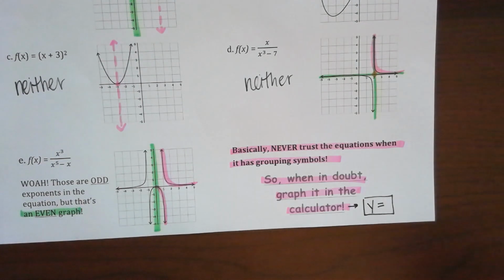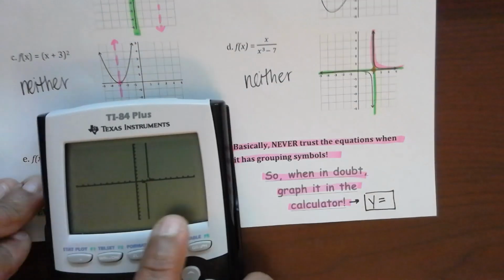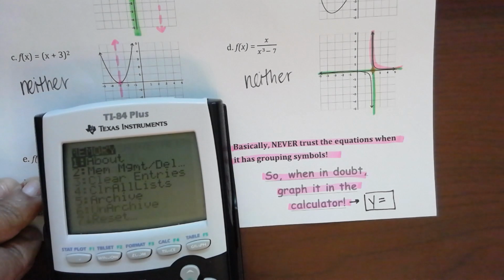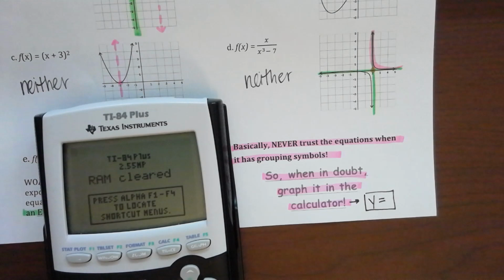So let's reset our calculators one more time. So second plus 712. You don't have to do anything extra. Just second plus 712. It should say RAM cleared. Always reset your calculator, especially on Friday. Reset your calculator when you come in. That way you know you're working on a clean slate before your test. Any questions?